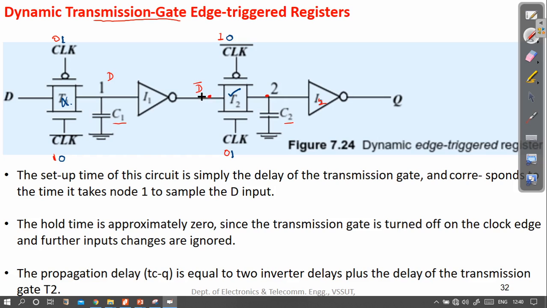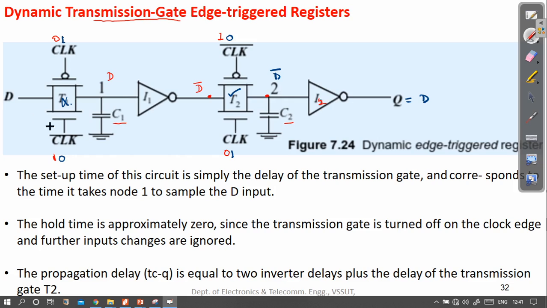So this D bar value will pass through this transmission gate, and at node 2 you will get a value of D bar. Since this is an inverter, it will invert this D bar, and you will get the value of Q as D. So like this it will work for one half cycle.